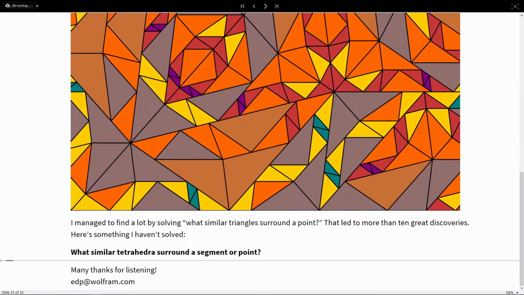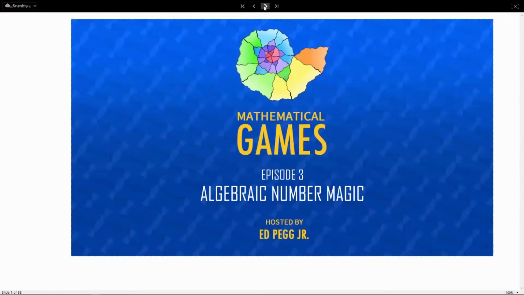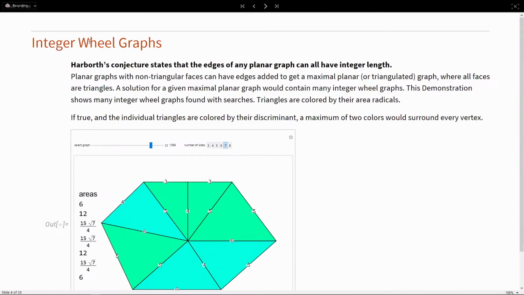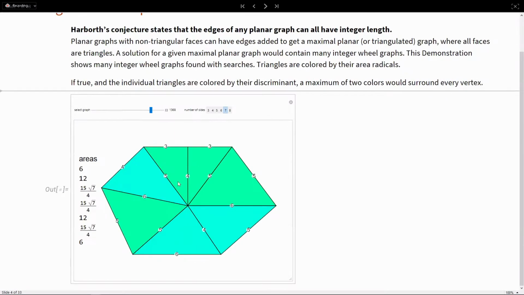Another thing to look at is the Harborth conjecture I had at the start. Let's go back here. This is a demonstration: integer wheel graphs. It's on Demonstrations, and basically every single integer wheel graph is only built out of 2 different radicals. So this is probably something worth looking at. I'm pretty sure there's a solution for this unsolved problem using an application of this little thing.